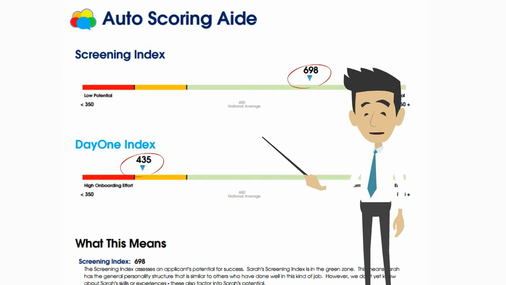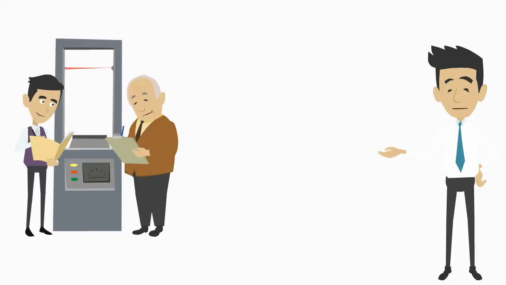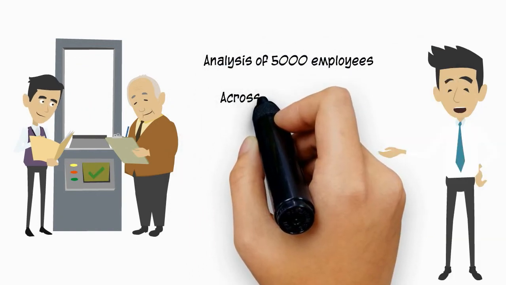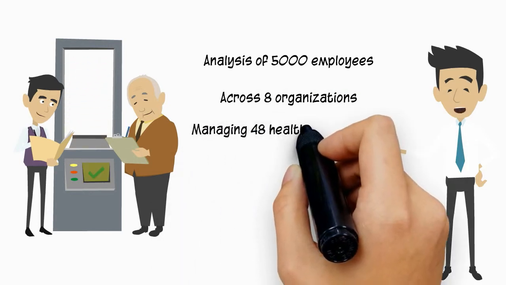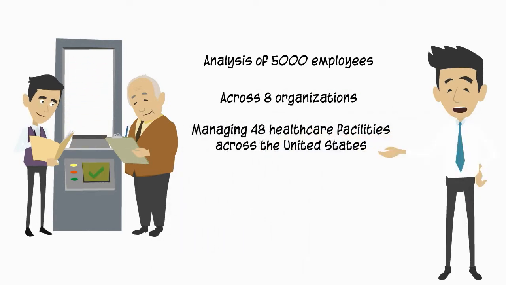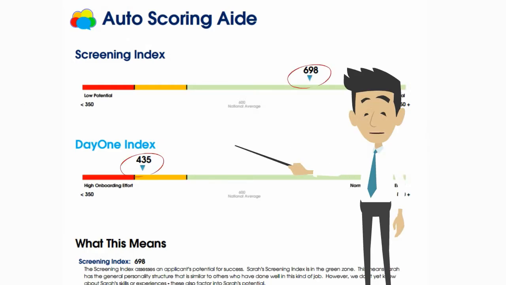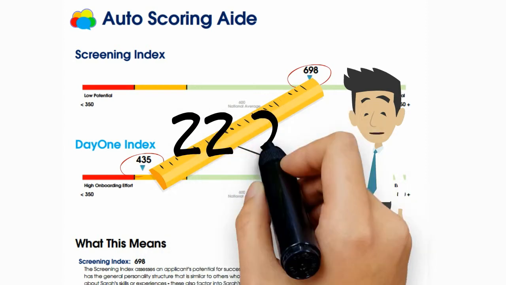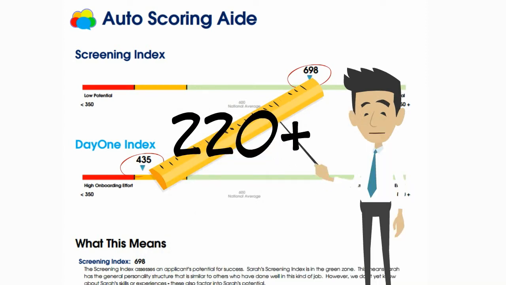Now, there's one additional piece of information we can consider to help us in our decision-making process. I'm sure you recognize our scientists from other videos. Well, one of our analyses of a group of 5,000 employees from 8 different organizations managing a total of 48 healthcare facilities across the United States uncovered an important finding when the two indices are far apart. We found that if the difference between the screening index and the DayOne index is greater than 220 points, the employee is about 3 times more likely to be terminated.